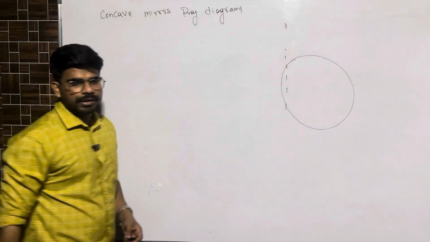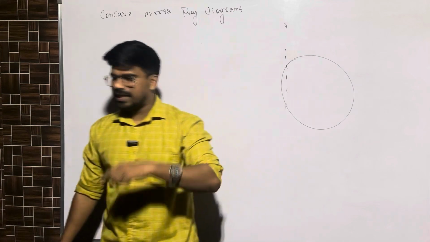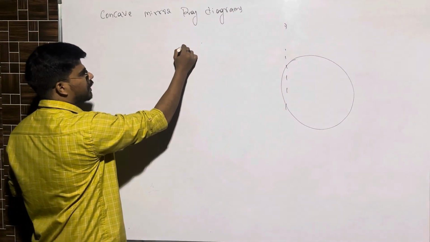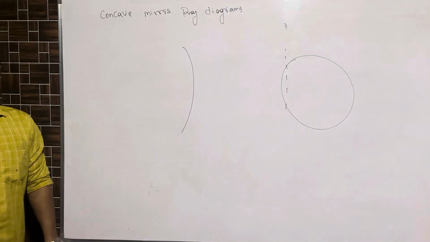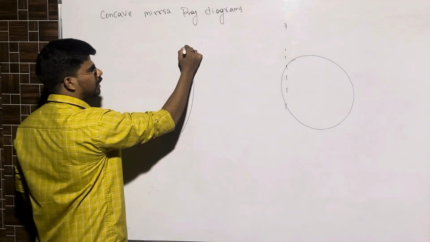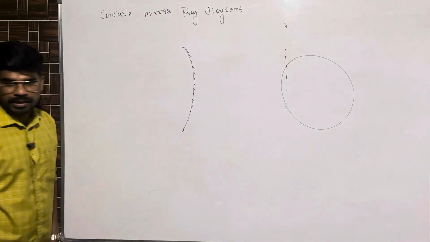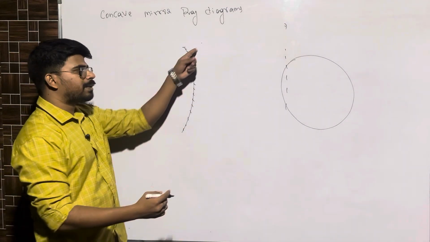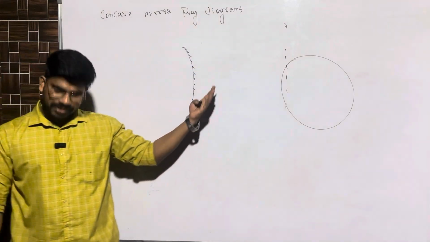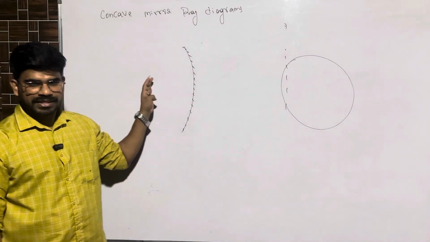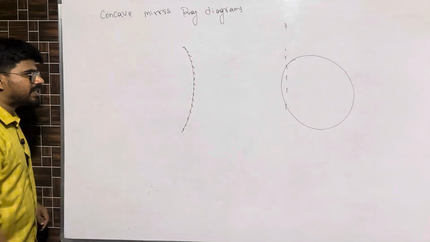Second, object beyond C. What is C? Beyond C. What is P? For that purpose, you should know the basics of this mirror. For example, this is the concave mirror. If I am drawing lines like this, what do these lines represent? These lines represent the polished surface. This side is the reflecting surface, this is the polished surface.